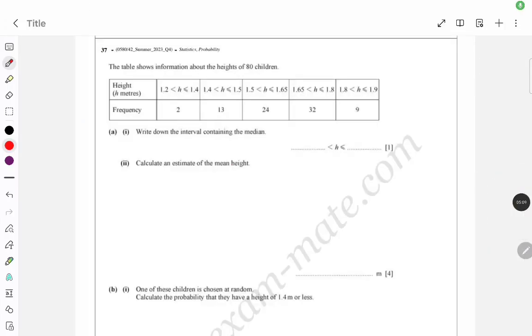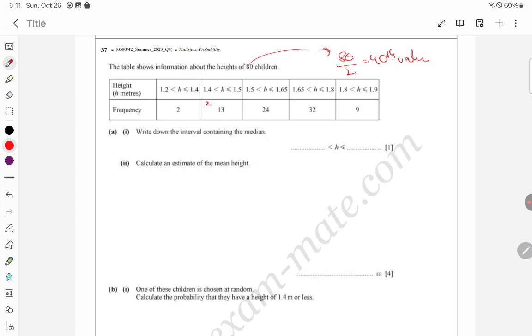Question 37. The table shows information about the height of 80 children and the table is given. The frequency is given. Now in part A, write down the interval containing the median. The median interval, how can we calculate? Total number divided by 2. Total number is 80 divided by 2. It will give you the 40th value.